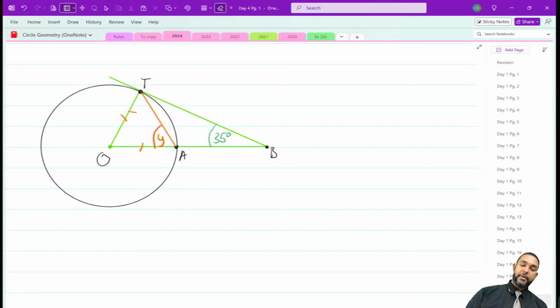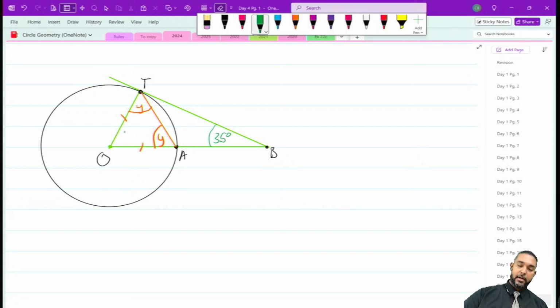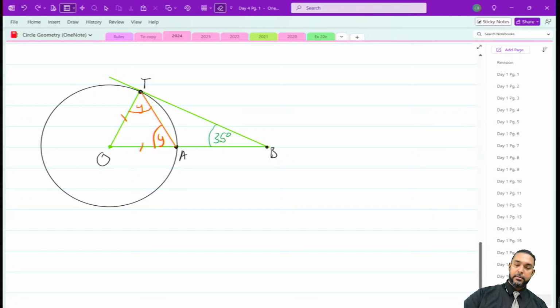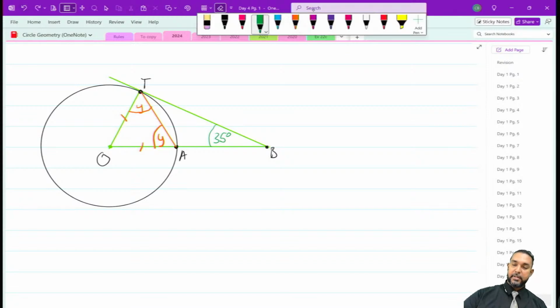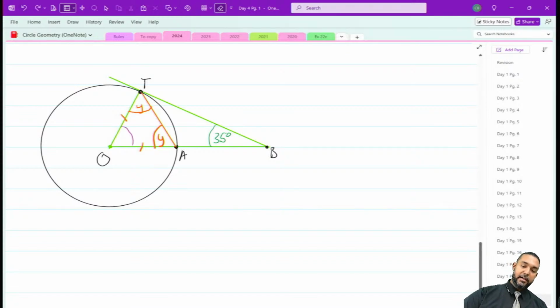So we do have an isosceles triangle, which means this angle on top here is also going to be equal to Y. So if we had the angle here, let's put that in purple, we could solve for those two. But did we not just find BOT? Wasn't it 55? Yeah. So how would we find?